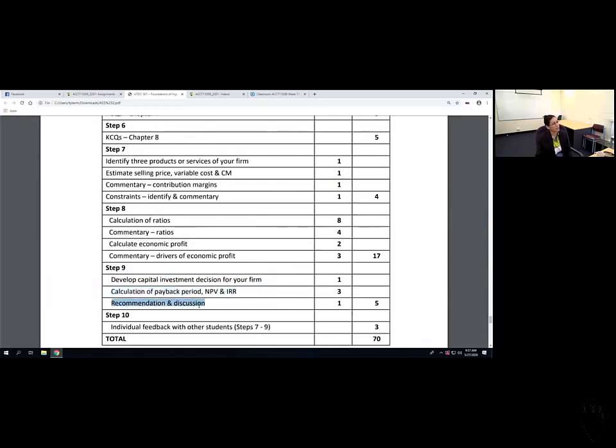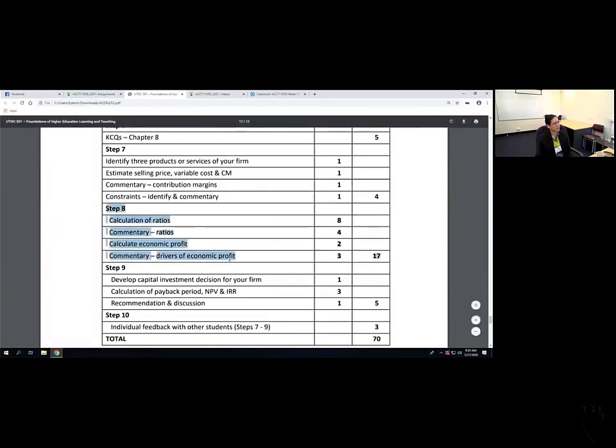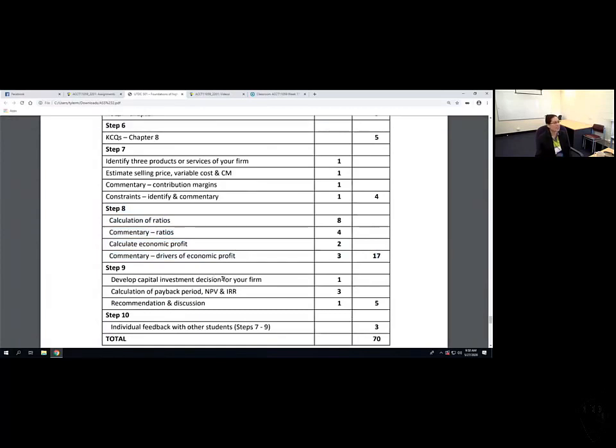And the recommendation discussion may take you a long time too, and that's just worth 1 mark. Okay, and we do actually require quite a bit in that. So that's your 5 marks there. So look at all of your steps in light of the amount of recommended time you spend on it versus the amount of marks that you get as well.